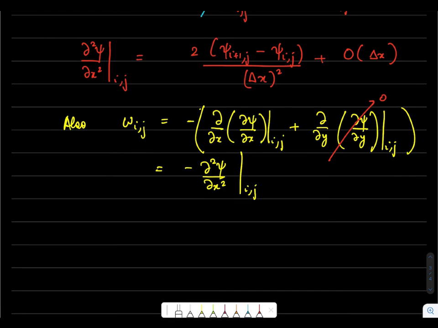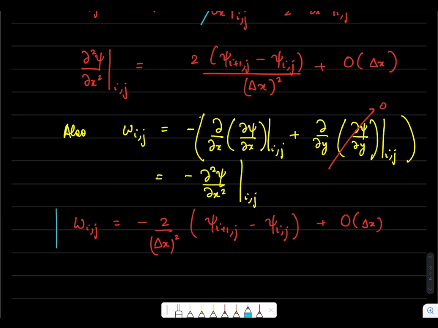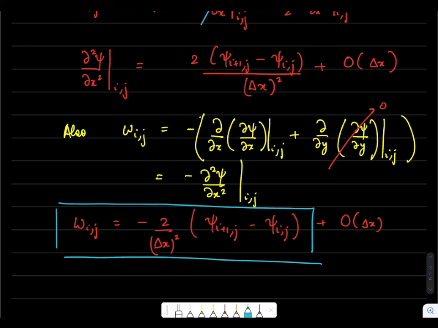So now I can write that omega ij will be minus 2 times psi I plus 1 j minus psi ij, by delta x square, plus a truncation error of order delta x. So using this part of the equation, I can now estimate vorticity on this wall.